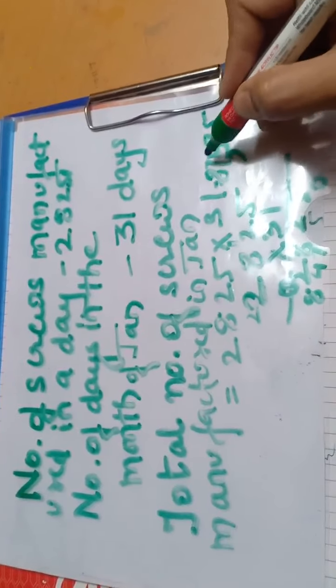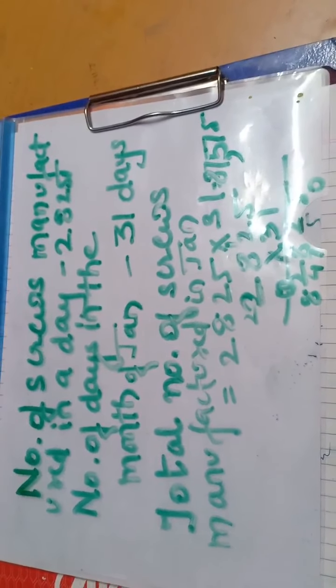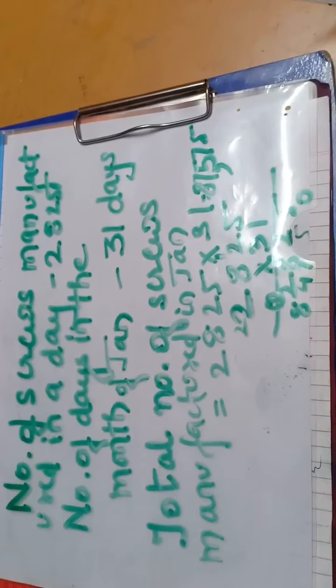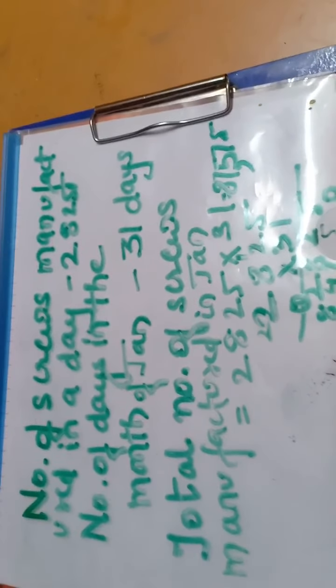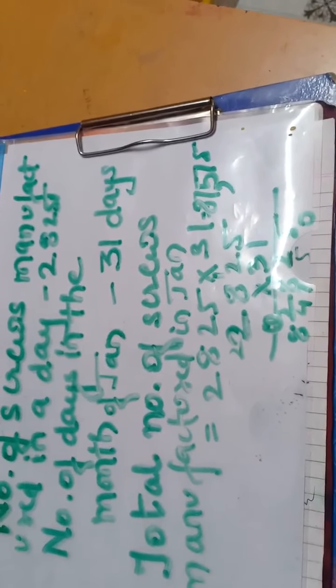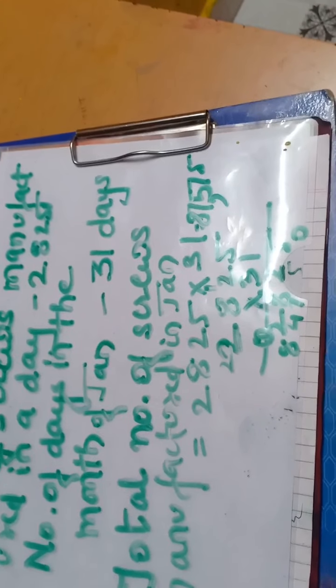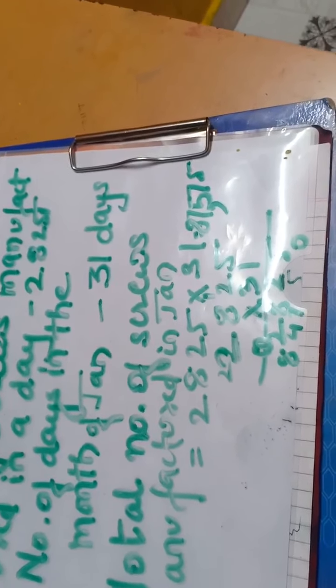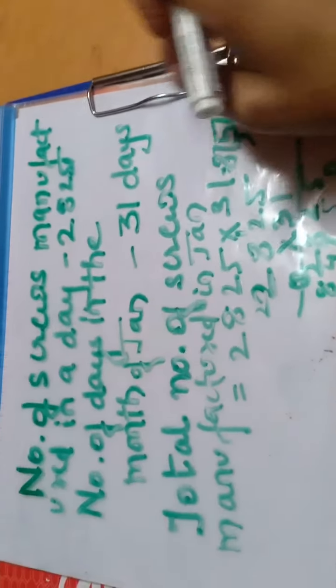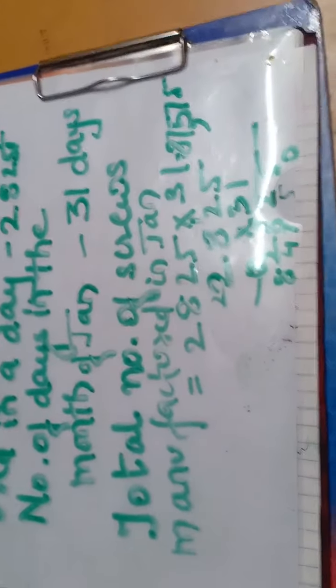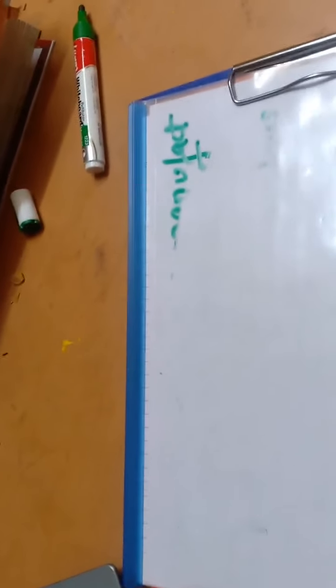So the total number of screws manufactured in the month of January are 87,575. So this was our 6th sum. Now let us solve the 7th one. Okay, so let me just clean this off.